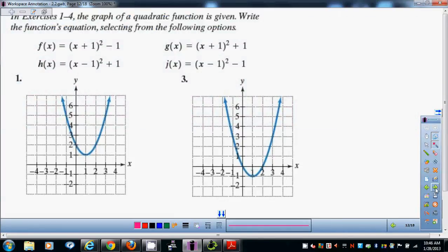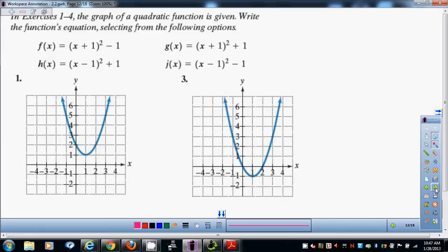Okay. The graph of a quadratic function is given. Write the function's equation. So basically, we're just matching. F, G, H, or J. Number one, somebody take a gander. Number one, F, G, H, or J.